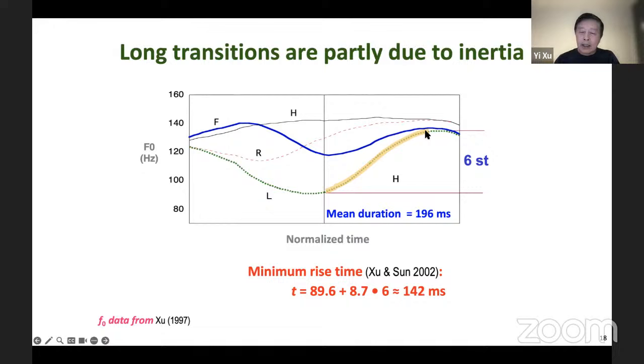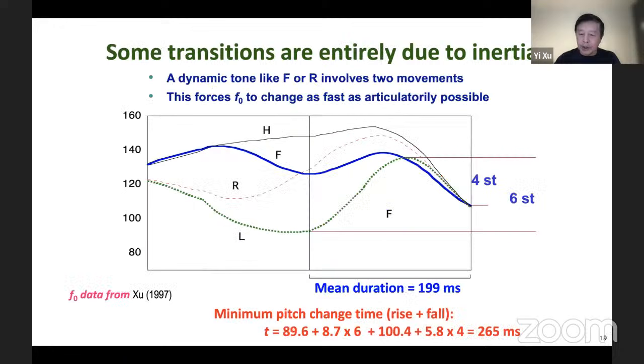But there are other situations where you don't even have that. That is, for the falling tones in Mandarin, it turns out that you have to make two movements. The first to reach a particular height, and then the second to go down for the fall proper. And for the duration calculation, you need to add the two together. So four semitones plus six semitones for each time. And from the equation itself, you get 265 milliseconds, which is even longer than the actual syllable duration.